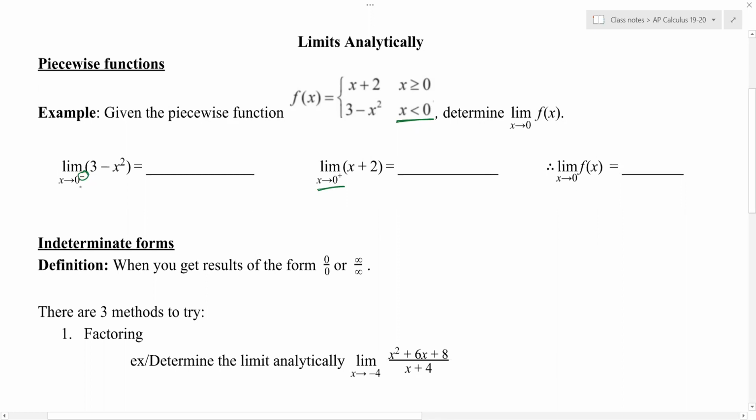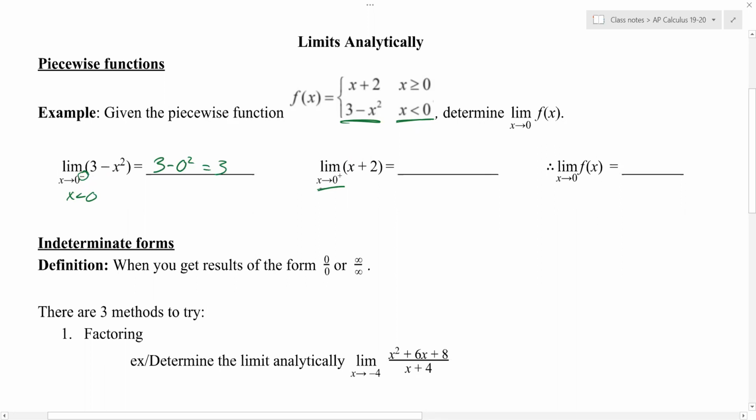So first, when we're talking about the limit from the left, that means x is less than 0. So we're going to be using the second part, 3 minus x squared. So when we plug in 0, 3 minus 0 squared, we get 3.